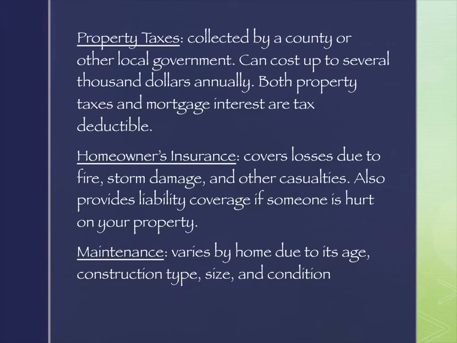What does it mean for it to talk about being collected by a county or local government? So there's a couple of ways that you can have your property taxes paid. One of them is through something called an escrow. It's actually pulled out automatically from your bank. A lot of banks require it to be done that way.